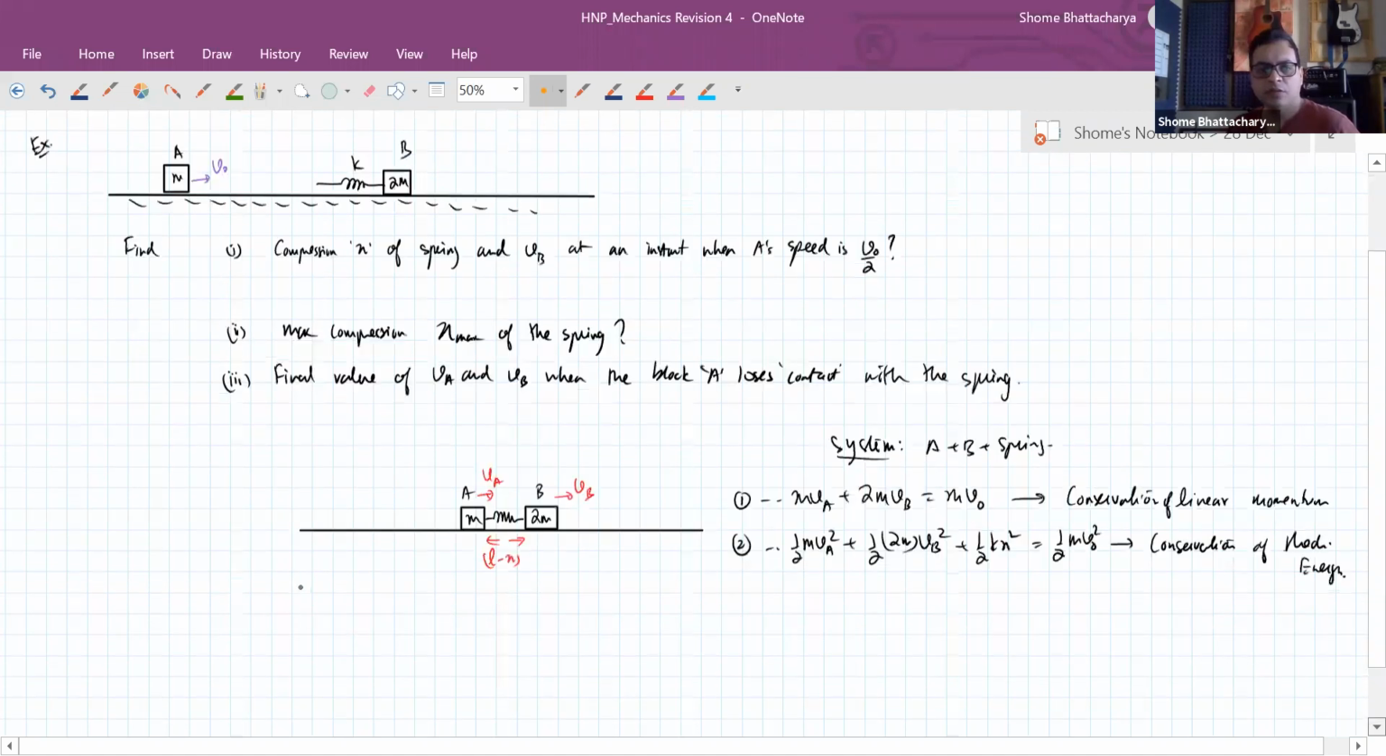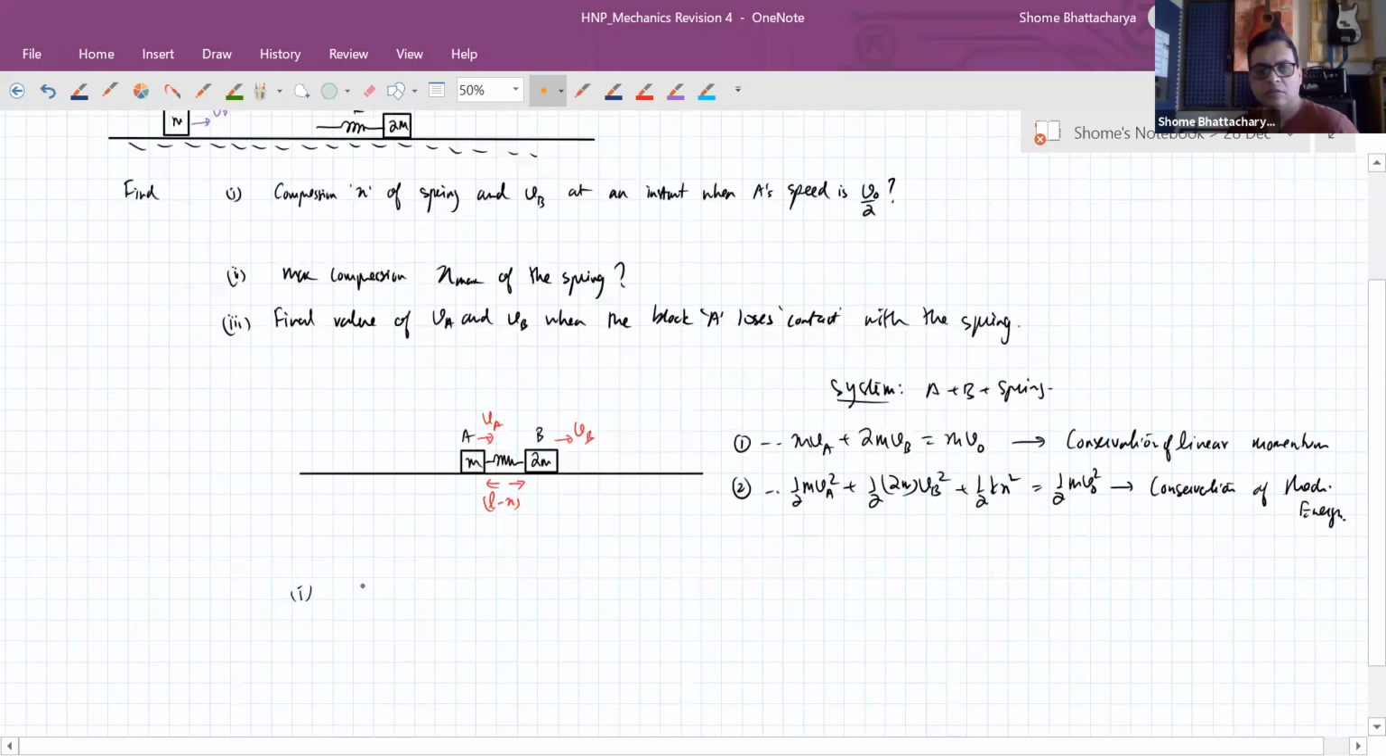Okay, so for part 1, just substitute VA as plus V naught by 2. Now, we'll also discuss later why it cannot be minus V naught by 2. Because in this case A will recoil finally, but its recoil velocity will be less than V naught by 2 in magnitude. So it cannot be minus V naught by 2 when speed is V naught by 2. It has to be plus V naught by 2.